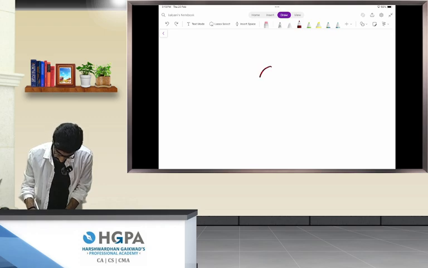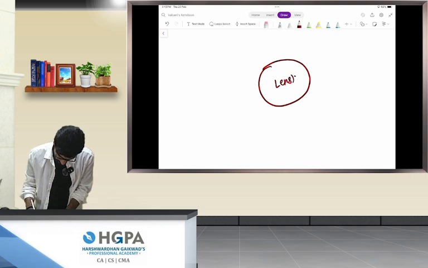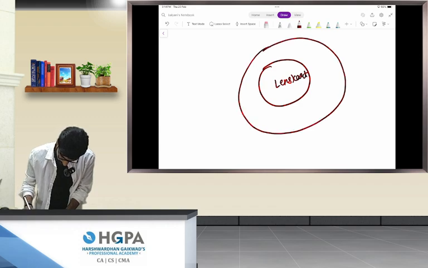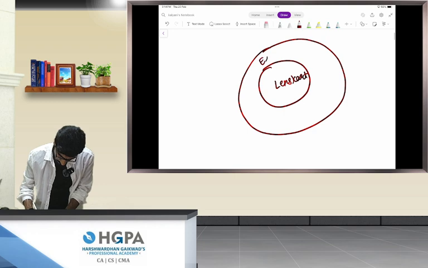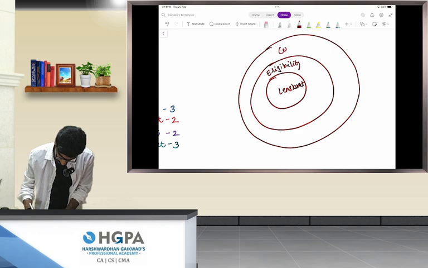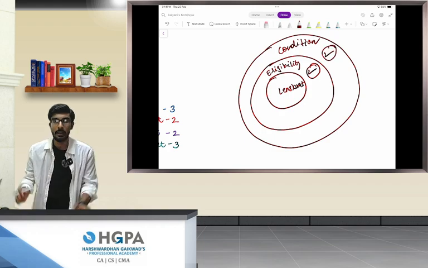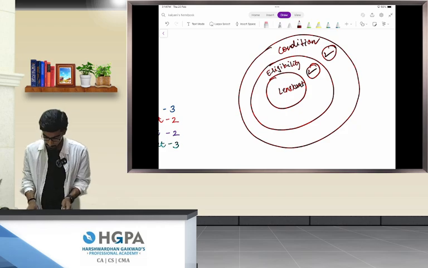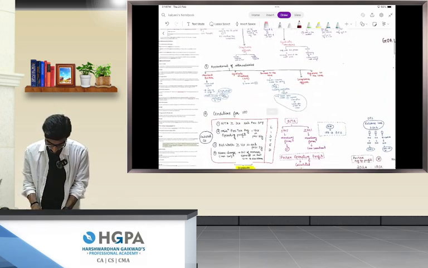Basically, Lenskart: eligibility, next is conditions. After he clears this, his shares will be listed. Okay, perfect, perfect. All right.